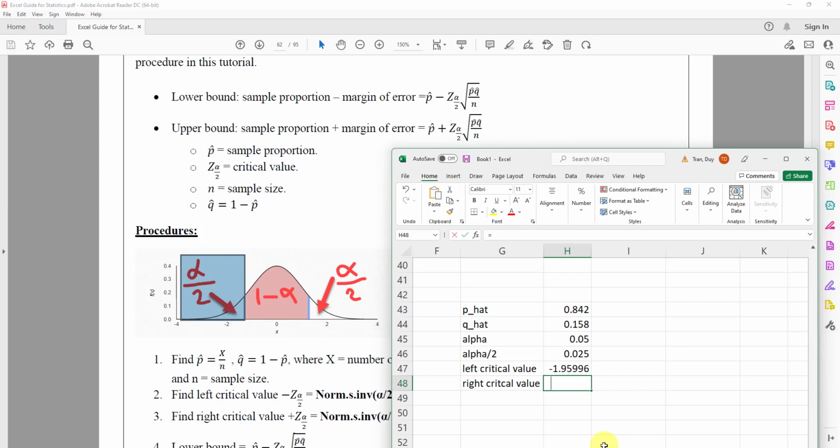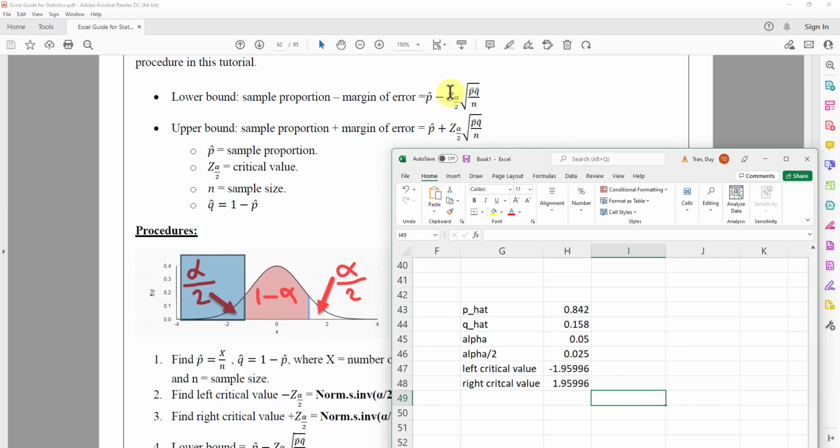And for my right critical value, it's just the opposite of this value, and that is going to be 1.95, right? Minus of this value, because they are symmetric. One is minus, the other one is plus.